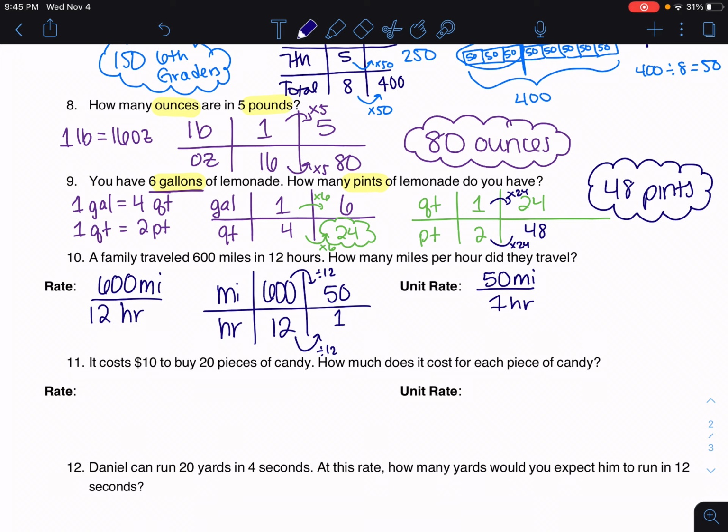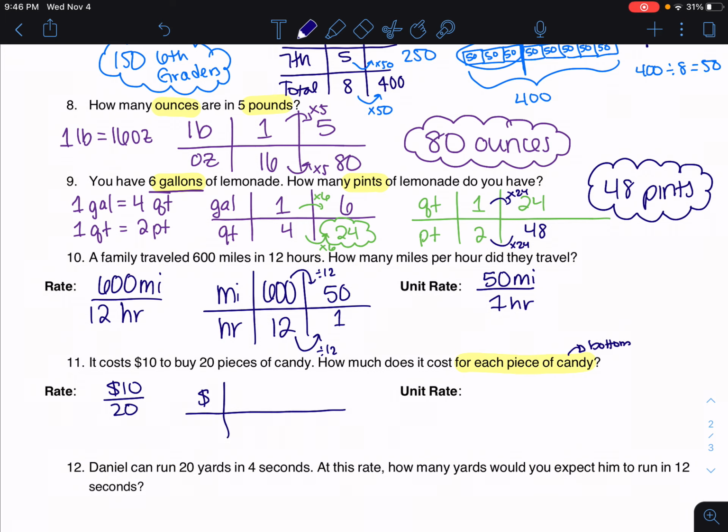Number 11 says it costs $10 to buy 20 pieces of candy. How much does it cost for each piece? Oops, not the eraser, highlighter. For each piece of candy means that candy goes on the bottom. And we should know that our money goes on top. So it costs $10 for 20 pieces of candy.